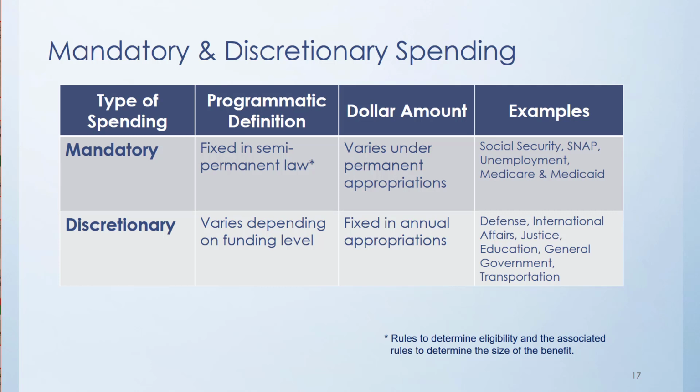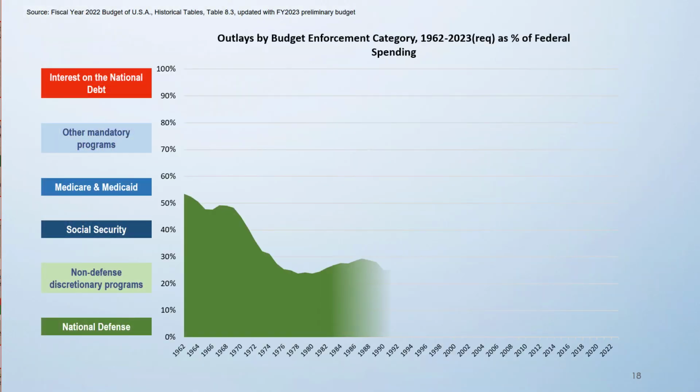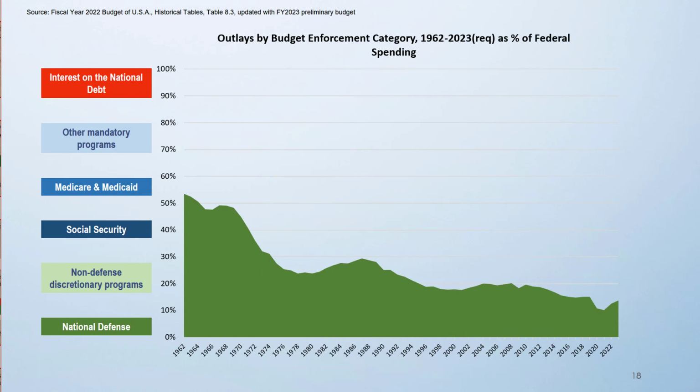Discretionary spending is appropriated on an annual basis. So let's look at the distribution of resources in the federal budget among these two categories. The largest discretionary part of the budget is national defense. And on this chart that reaches back about 60 years, defense has gone from about half of the federal budget down to about 1/6 of the federal budget.